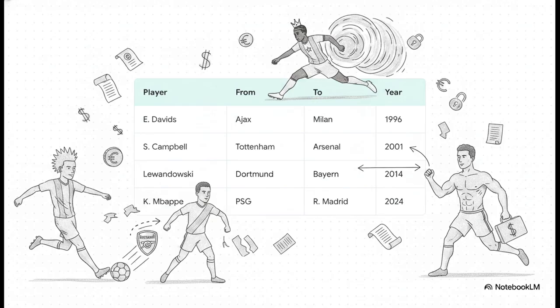We can actually track this power shift over the years with some huge names. Edgar Davids was the first high-profile player to test these waters, moving from Ajax to Milan back in 1996. Then Sol Campbell controversially crossed North London for free in 2001. Robert Lewandowski basically shifted the entire balance of power in Germany by walking from Dortmund to Bayern in 2014. And just recently, Kylian Mbappe engineered a massive free move to Real Madrid. All of these superstars leveraged their new freedom to secure monumental, record-breaking deals.